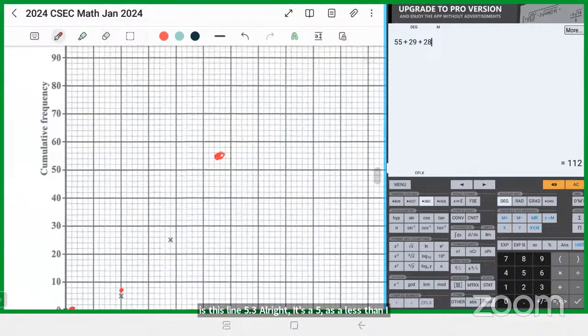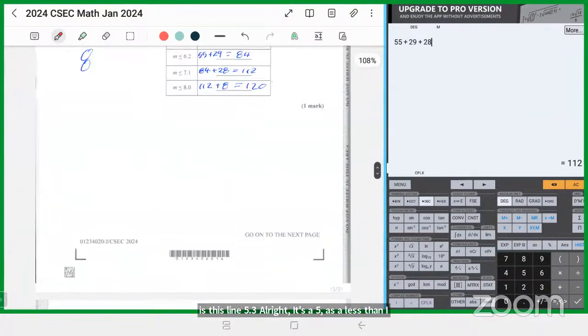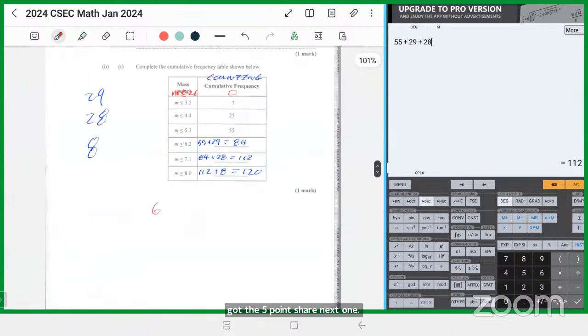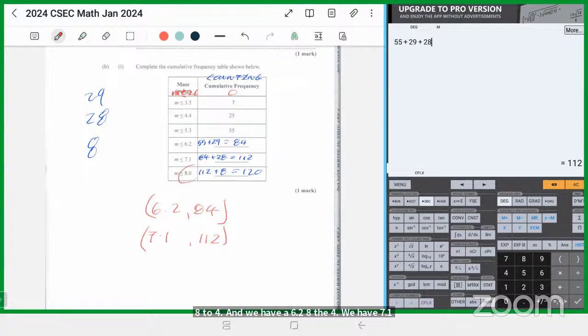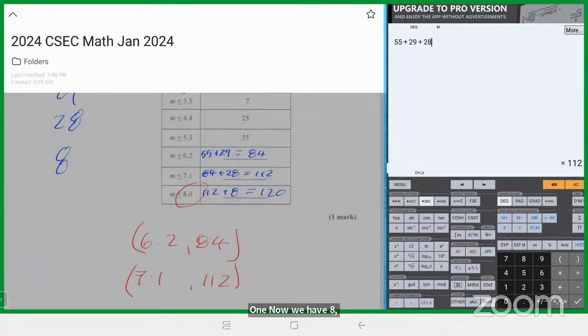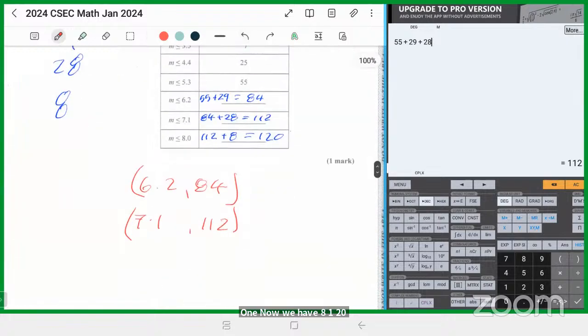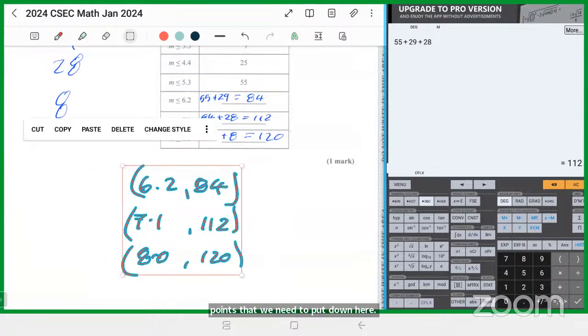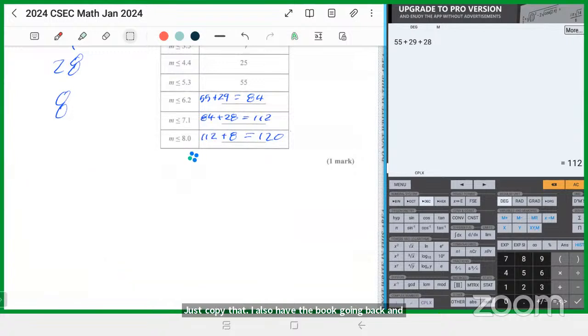All right, next one. Let's write them out and copy them down. So we have 6.2, 84. Then we have 7.1, 112. That's the next point. Then we have 8, 120. All right, so these are the 3 points that we need to put on there. So let's copy that down so that we're not going back and forth. All right, let's put it down here.